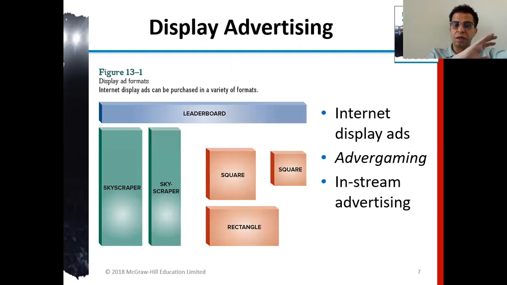When we look at display advertising on the internet, there are certain places where you see internet display ads. One is called a leaderboard, there are skyscrapers, there is another skyscraper you see here, and then there are squares that show on the website as an advertisement, or the rectangles.